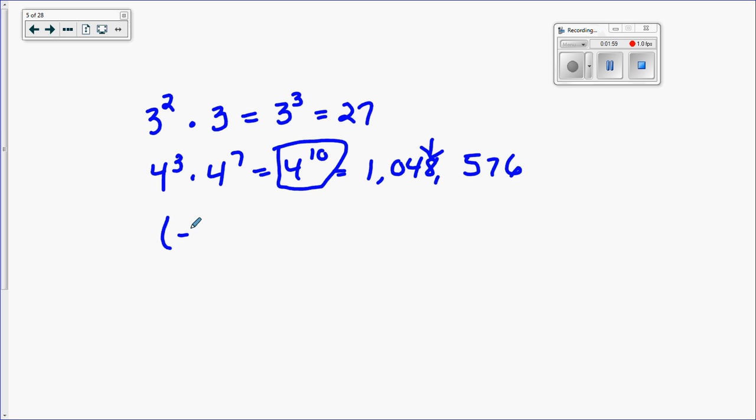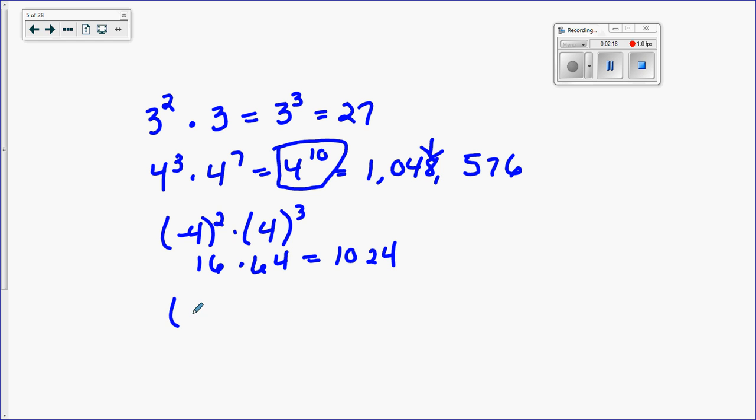If one's negative and the other's not, then you can't just add them, okay? Because now the bases are different. So this I would evaluate to be 16. This I would evaluate to be 64, and I would multiply them. So in order to add the exponents, the bases have to be the same.